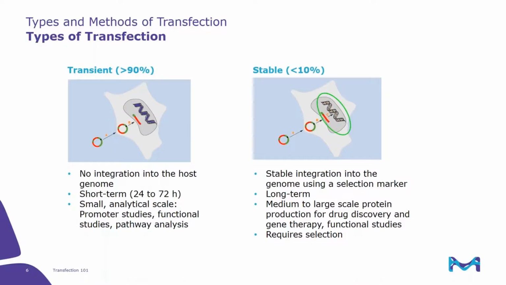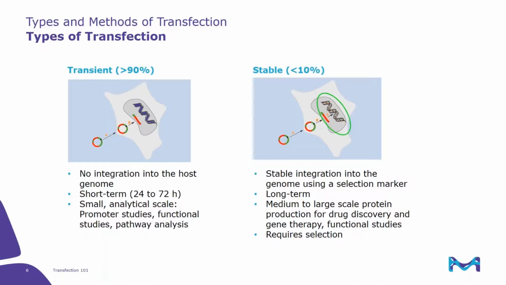The two types of transfection used experimentally are known as transient and stable transfection. In transient transfection, the nucleic acids introduced into the transfected cell are not permanently incorporated into the cellular genome. Therefore, the effects of the nucleic acids within the cell last only a short amount of time. Often, transient transfection is used for pathway analysis and promoter or functional studies.